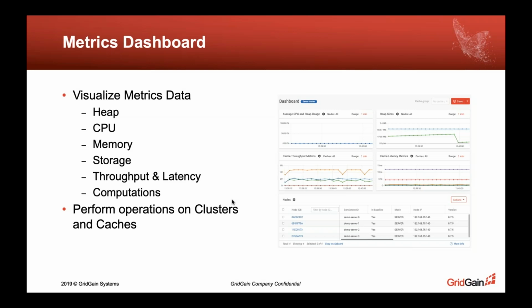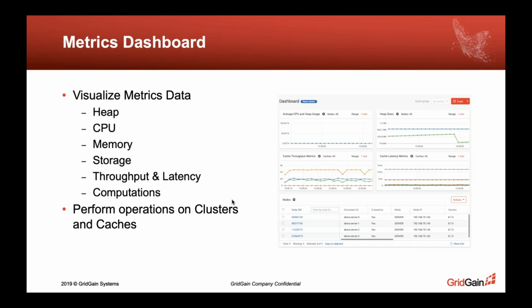Some of the key metrics that we visualize in the metrics dashboard are your heap, your CPU usage, your memory. If you're using Ignite persistence, we'll give you some metrics around storage. If you're doing computations, we'll give you computation details, throughput, as well as latency as the computations are running through the grid. In addition to just statically viewing metrics, we also surface some actions so that we can perform operations on those caches and clusters.